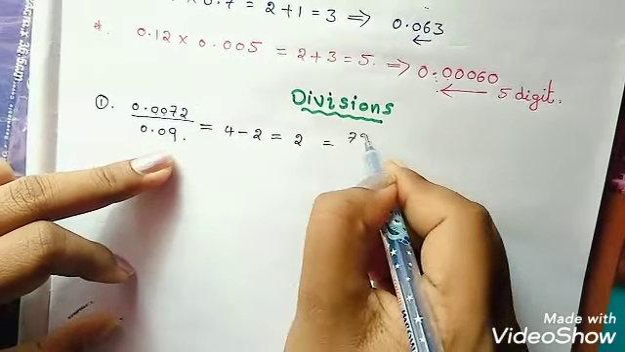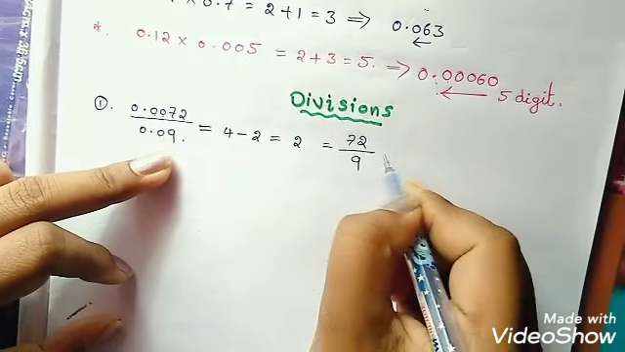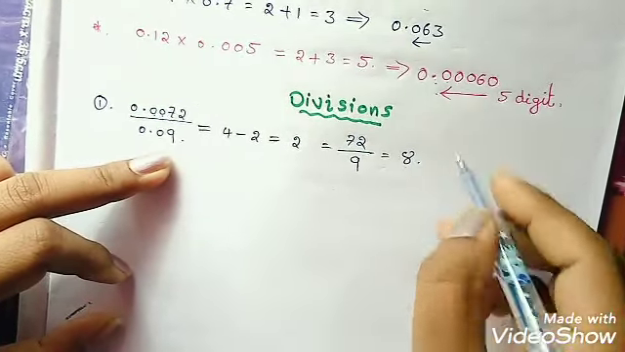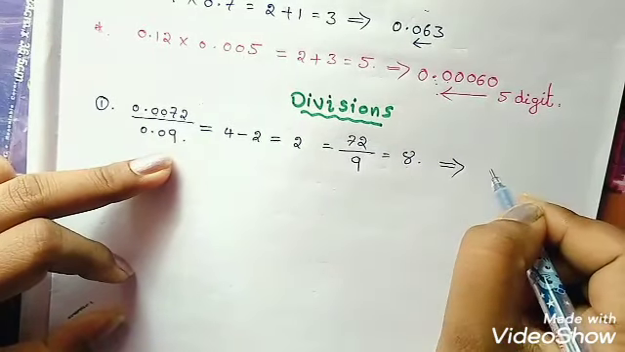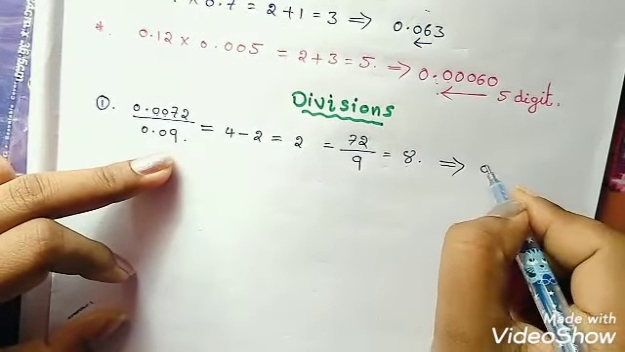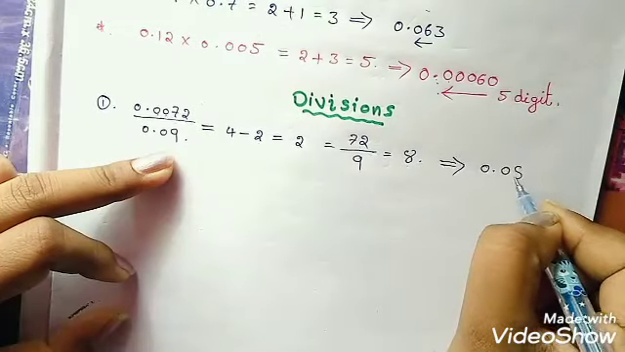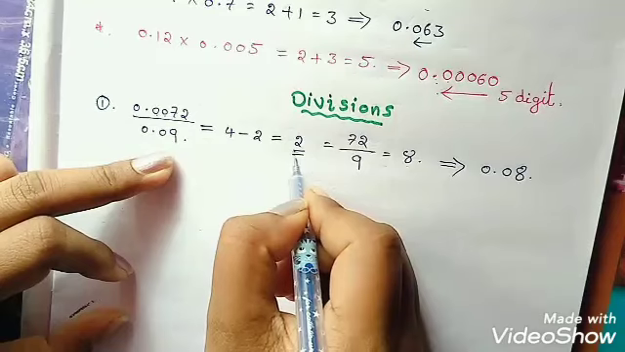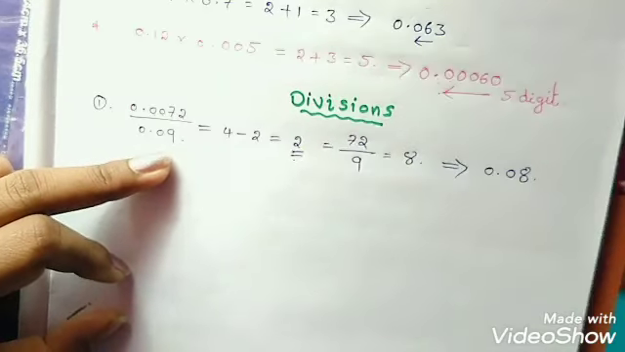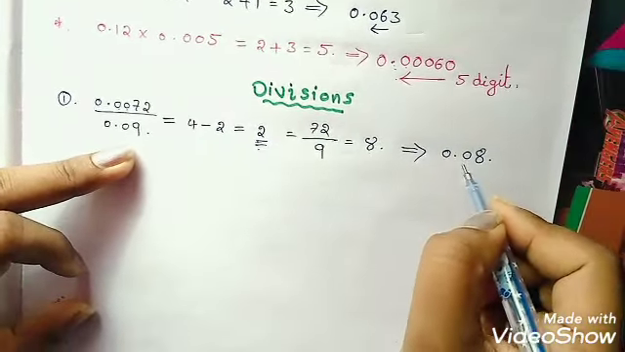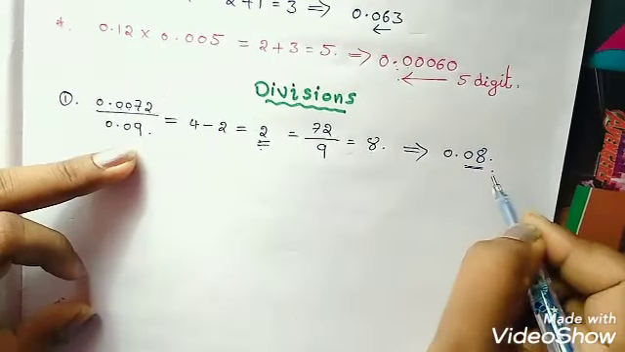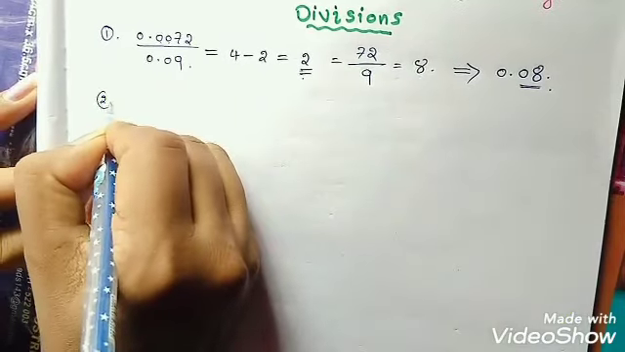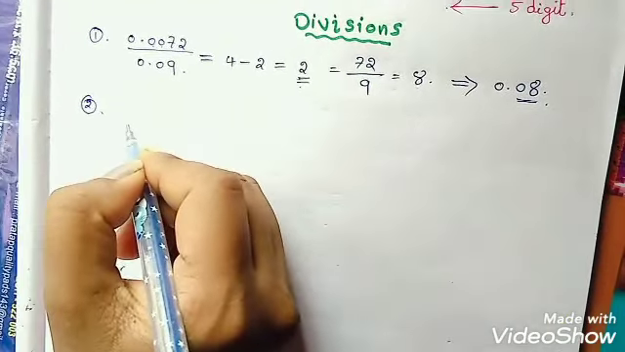Now if you do directly 72 by 9, you should get one answer, that is 8. But in the answer with decimal values, you should get 0.08, because here you got this answer 2. So in the final answer, after the decimal, you should get a 2-digit number. This is the trick for the divisions. Let us see the second example, students, then you should get a clear idea.